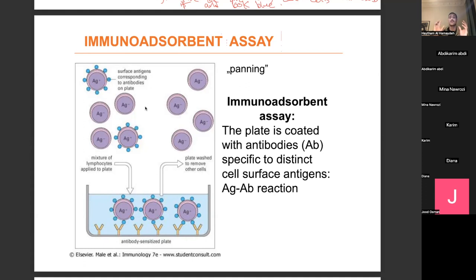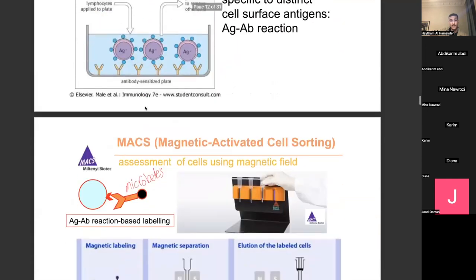In this case, all the cells that, let's say, are not having CD3s are able to bind. And so in this case, the cells that we really don't want bind, and the cells that we want stay. So when we do the first wash, we are basically washing off the cells that we want, because the cells that we don't want are attached. And this is negative selection. Any question? Okay, good. Wow, interesting.